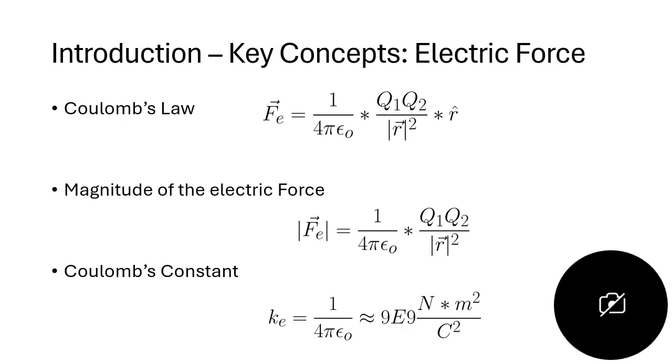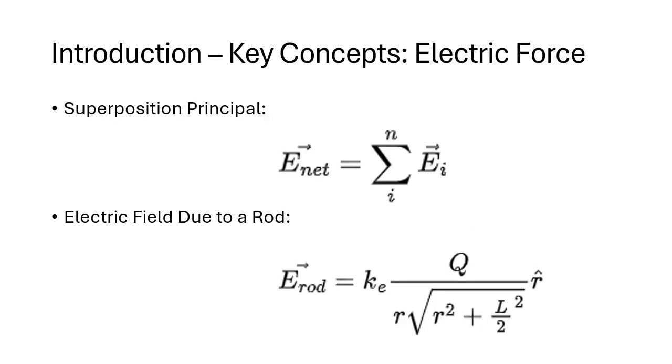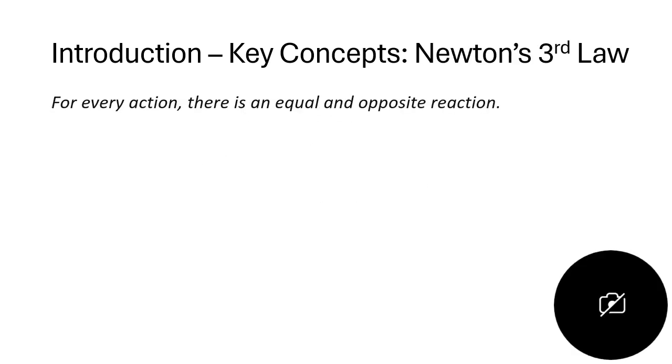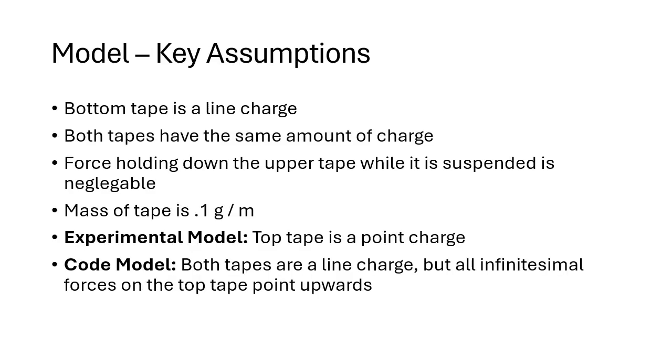The first concept that we're going to be using is electric force. We're also going to be using the superposition principle and the equation for an electric field due to a rod. The next concept important to this lab is gravitational force. And finally, we're going to be using Newton's third law, which says that for every action, there is an equal and opposite reaction. Here are the key assumptions from this lab.